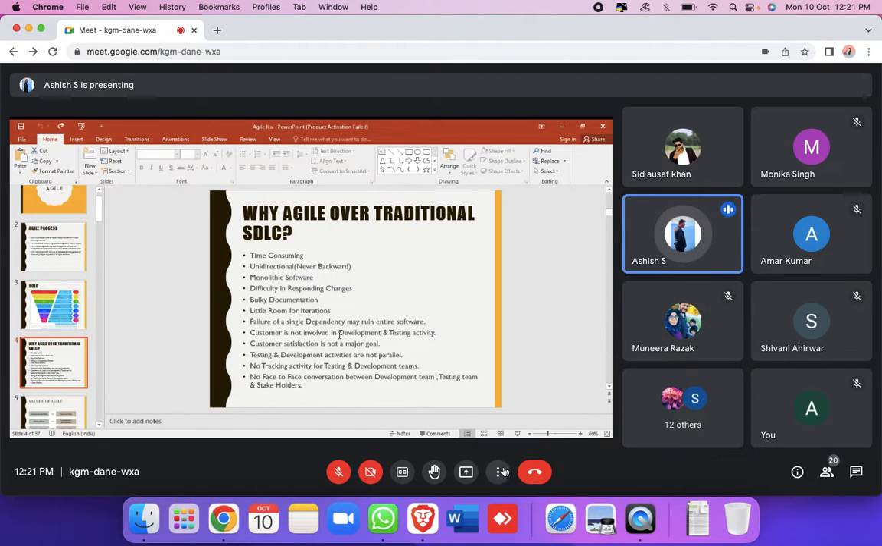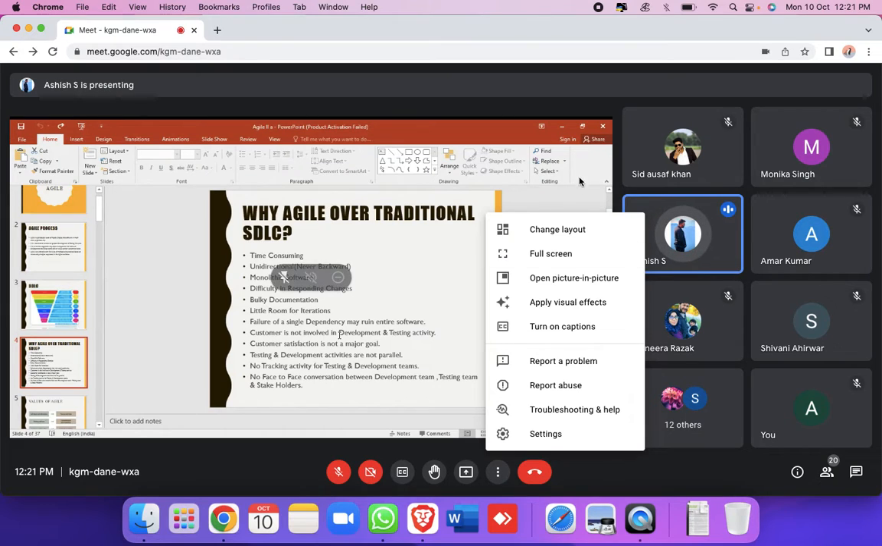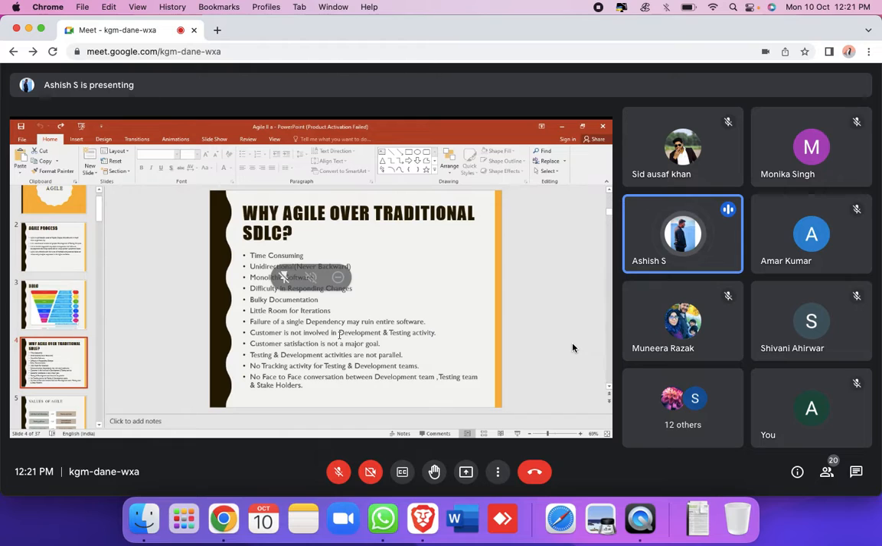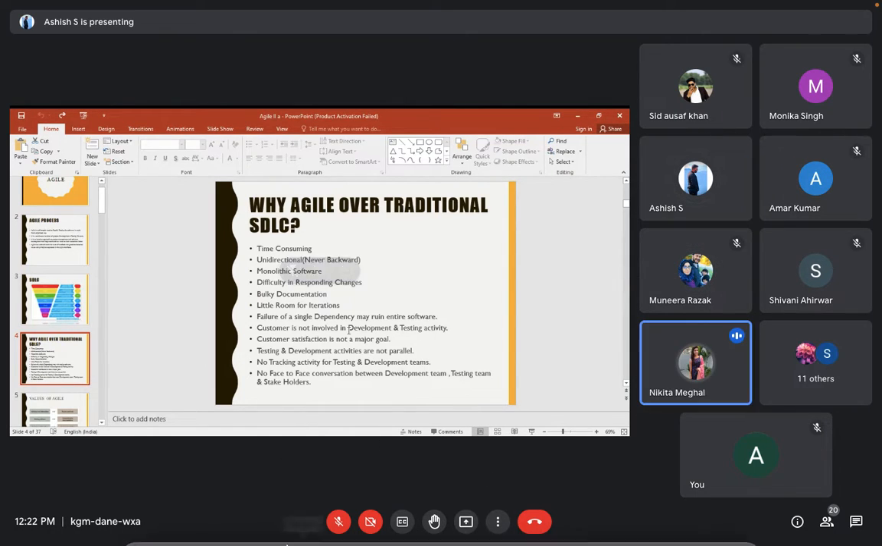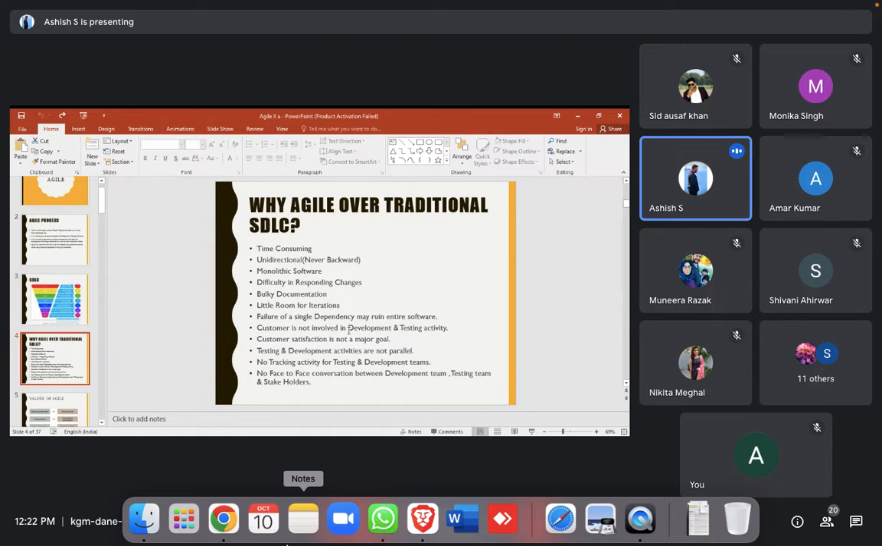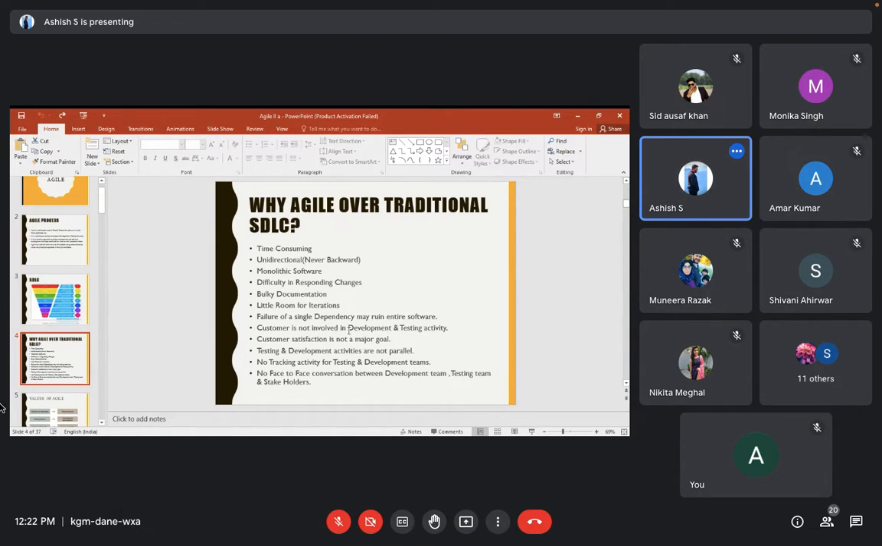That is why we go for Agile. And bulky documentation. Will you accept that the documentation required to develop an application is more in SDLC, in the sense the traditional models? Yes, sir. Correct, right? For everything you need to. Background noise, sir. What about now? Now is it audible? Yes, sir.